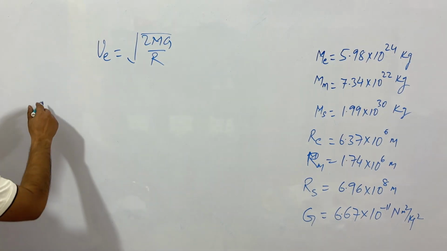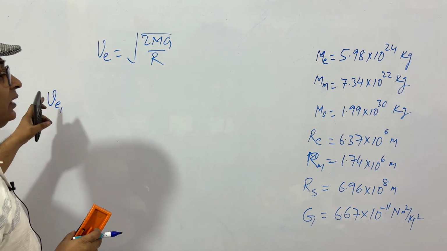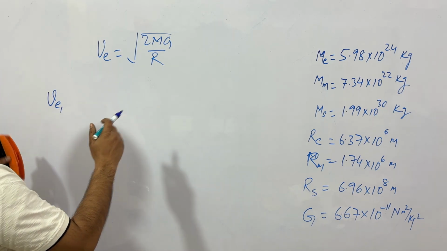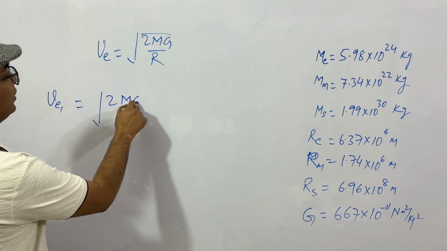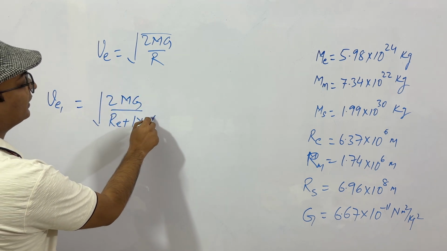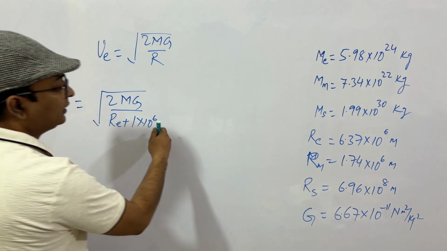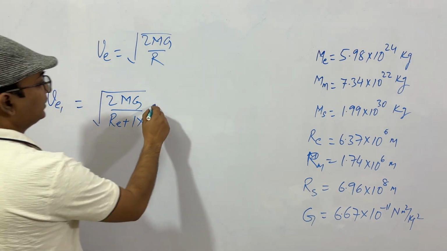Let's find out escape velocity from Earth. This is not the escape velocity at the surface of Earth, it is the sum of both distances. So you understand what I am saying? This is 2GM by r, where r is the radius of Earth plus 1 into 10 to the power 6 meters, because it is at a distance of 1000 kilometers from Earth's surface. So let's calculate it.